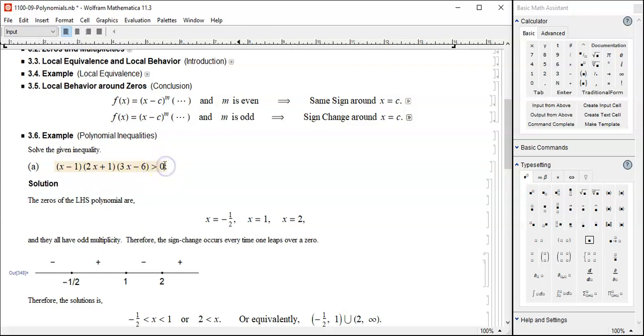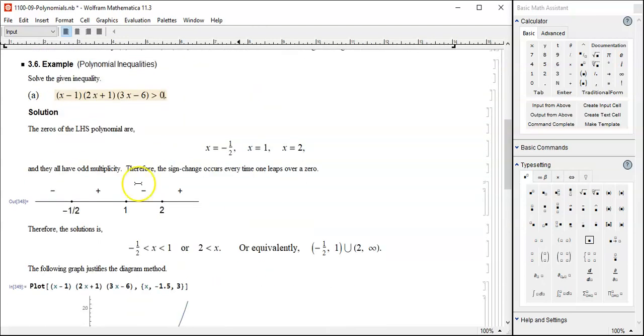So let's find out the positive intervals. Where are they? Here and then there. So put them together. Here we go. Between negative 1/2 and positive 1, or strictly greater than 2. In the interval notation, you can write it like this.